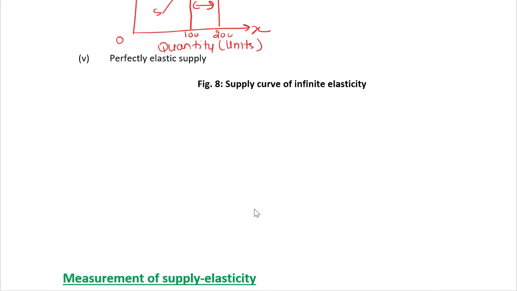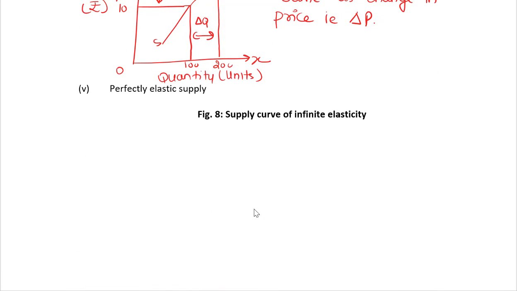Next is perfectly elastic supply. That means that if there is no change in the price, but still there would be a lot of change in the quantity supplied, or there is a very minor change in the price, a negligible change. This change in the price, delta P, or no change in the price, but there would be a lot of change in the quantity supplied. Just see it over here.